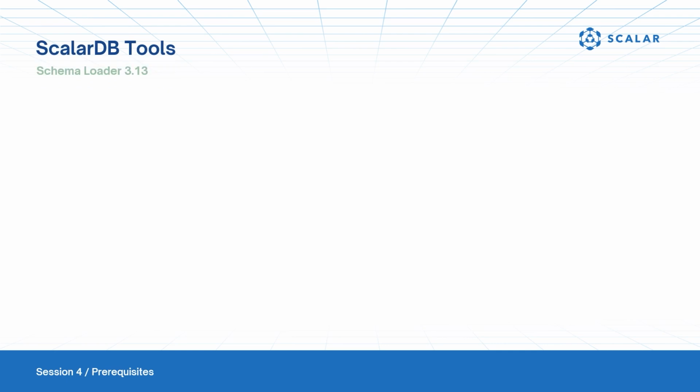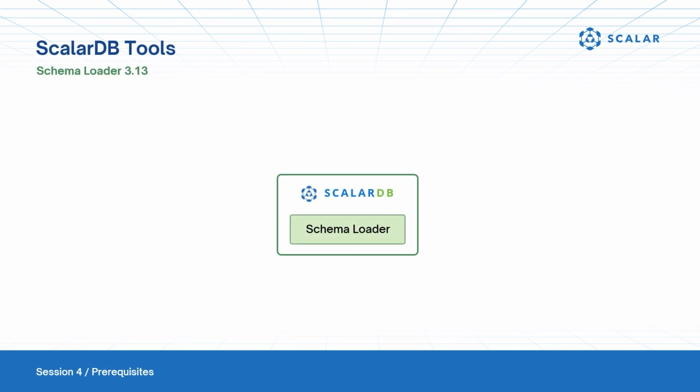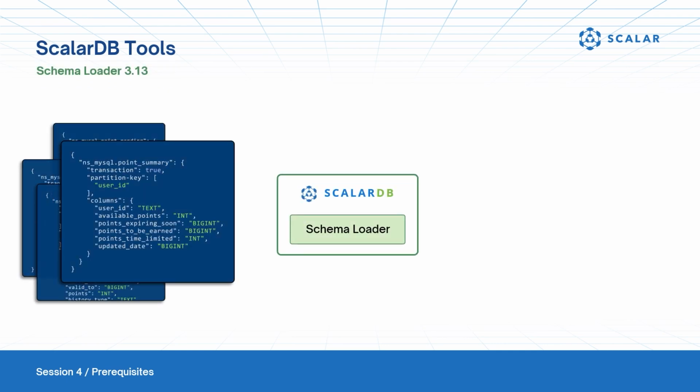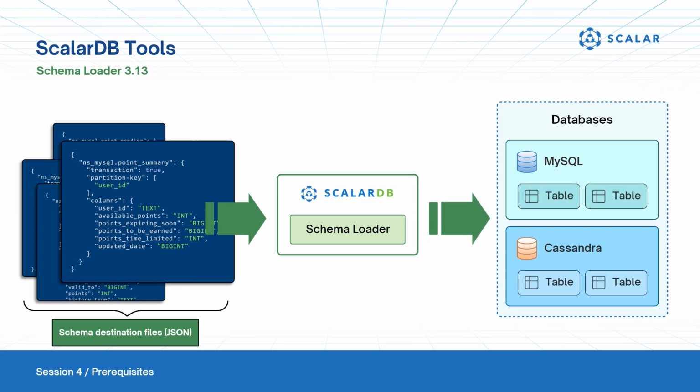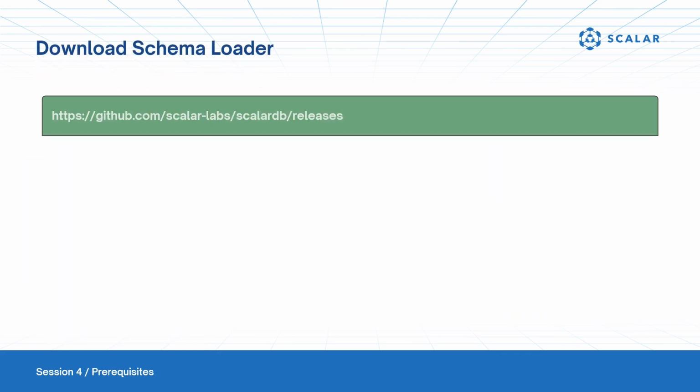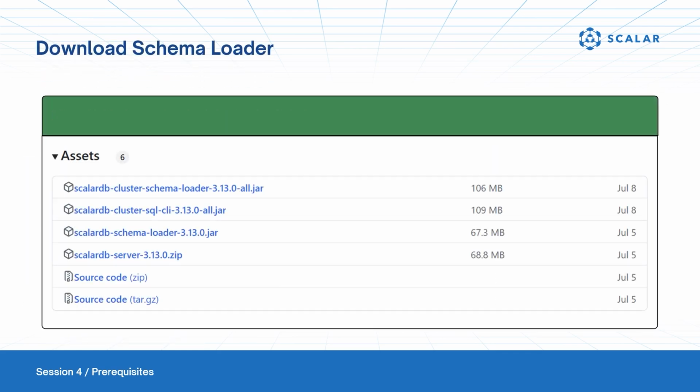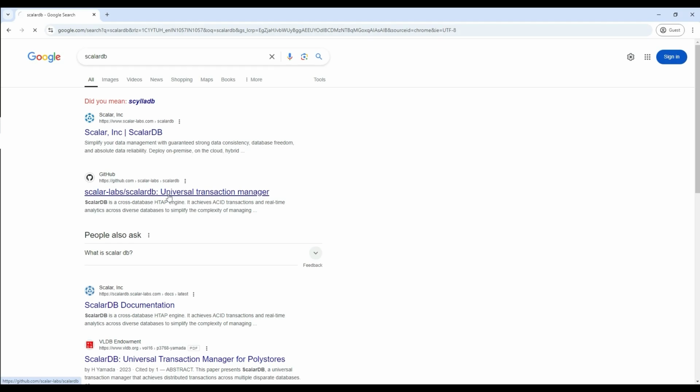Now let us discuss the schema loader of ScalarDB. ScalarDB has its own data model and schema that maps to the data model and schema as per the implementation. The schema loader is a CLI tool which creates ScalarDB-specific schemas from schema definition files. Download the schema loader from the specified link. We will discuss more details about using the schema loader when we discuss how to build a sample console application in our next session. Click on the Scalar Labs ScalarDB GitHub link.